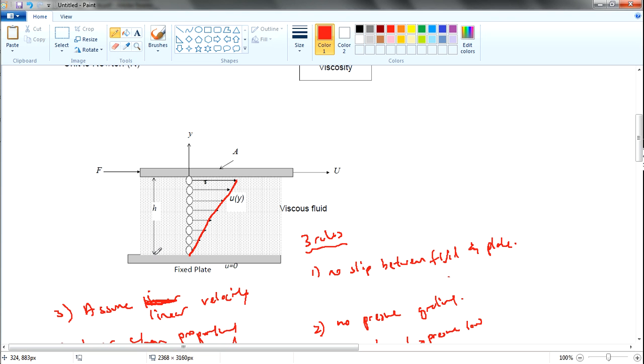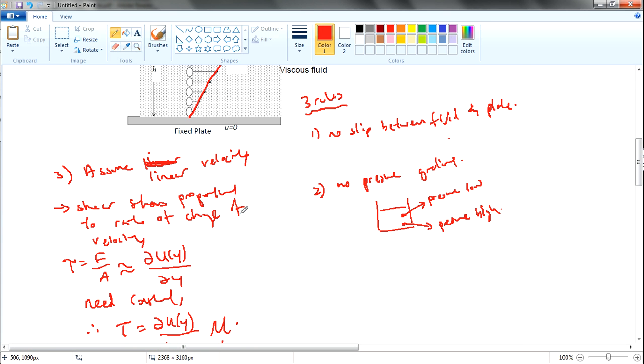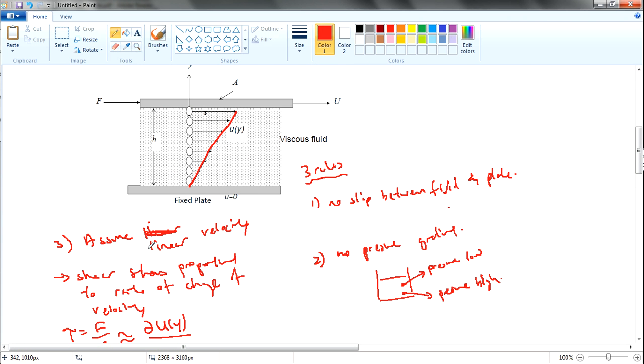Okay, so if h is 0, then the velocity is 0. If h is 1, then it's at this point. So this is the rate of change of velocity of the fluid. This is the velocity of the plate, and this is the rate of change of velocity of the fluid. So with this in mind, we assume that the velocity is linear.